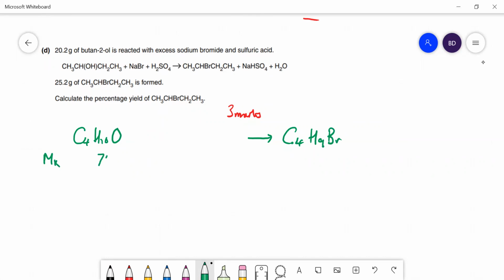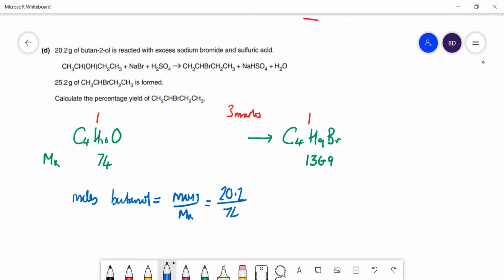Butanol is 74, and the bromobutane is a lot heavier because of the bromine in it, which is a heavy atom. 136.9 is the MR of that. Okay, and this equation shows us that 1 mole of butanol gives us 1 mole of bromobutane. Right. Let's work out our moles of bromobutane. Let's do our moles of butanol first. That's going to be mass over MR, which is 20.2 over 74. That's equal to 0.273 moles.